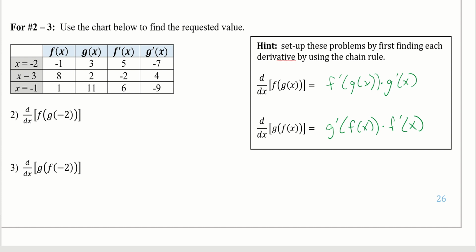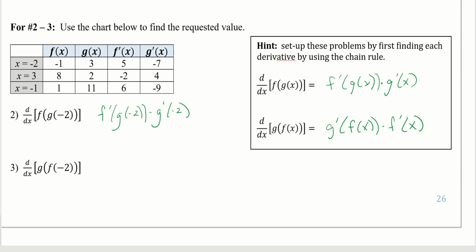That makes our life a lot easier because we're able to just plug in the numbers we need. So this first one is f of g of negative 2. What we're going to do is f prime of g of x, so this is going to be f prime of g of negative 2, times g prime of negative 2.